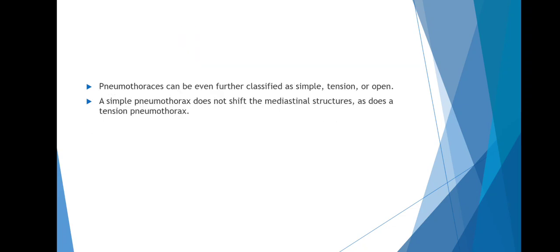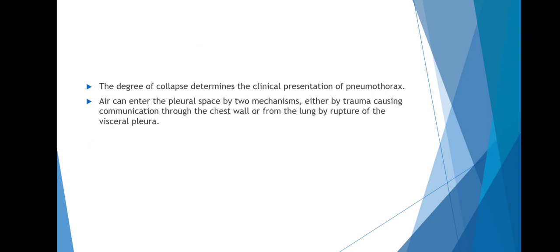So pneumothorax can be further classified as simple, tension or open. So of note, if you have a simple pneumothorax, it does not shift the mediastinal structures. However, a tension pneumothorax will lead to shifting of the mediastinal structures, which is the heart and the trachea. The degree of collapse determines the clinical presentation of pneumothorax.